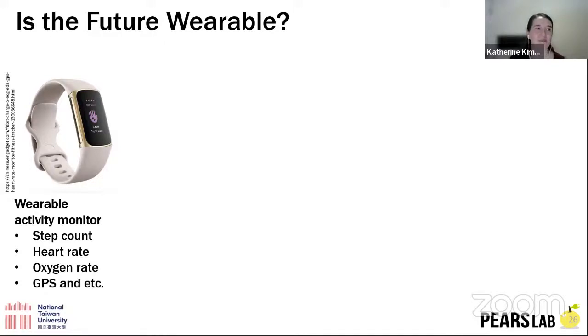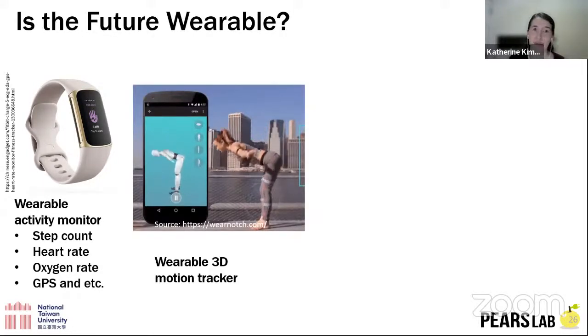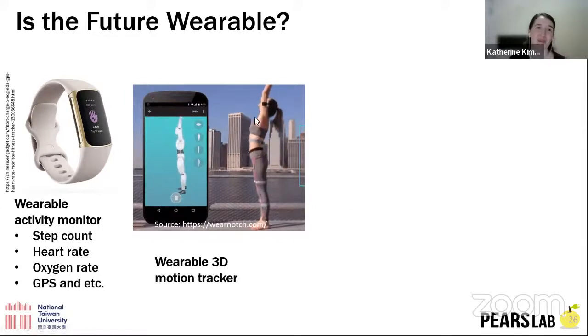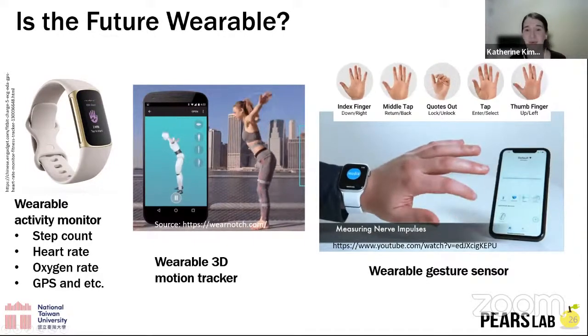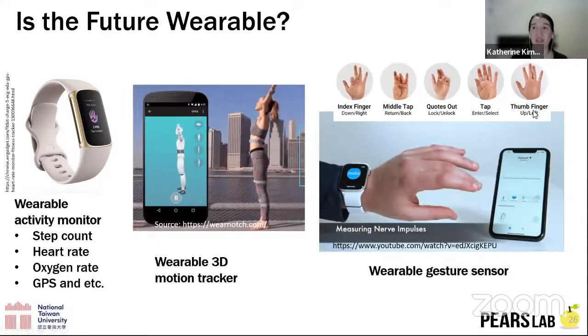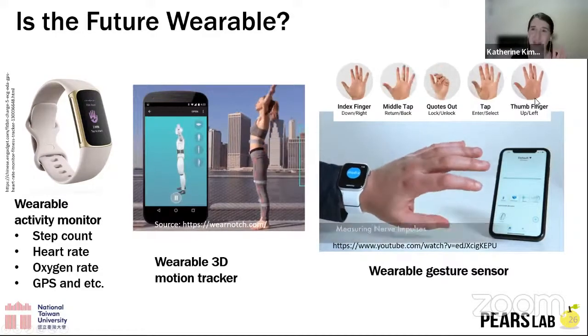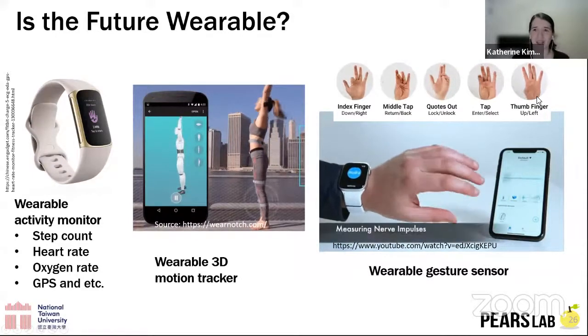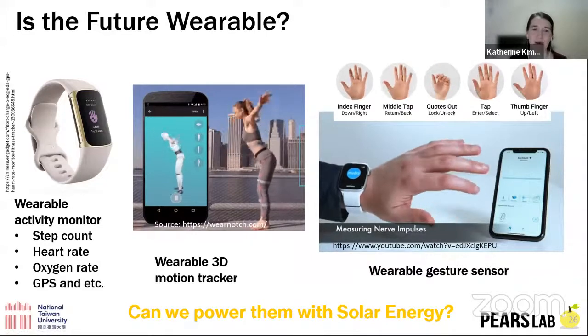So we have people wear smartwatches, monitoring their heart rate. There's even a ring now that's a wearable. So there are different types of wearable activity monitors that are quite popular. There are new technologies about people wearing 3D motion trackers for various applications. And you could even have a wearable gesture sensor. So a lot of different technologies relate to wearables. And all of these wearables need power. They all have batteries right now. They need to be recharged. So can we power them with solar energy?